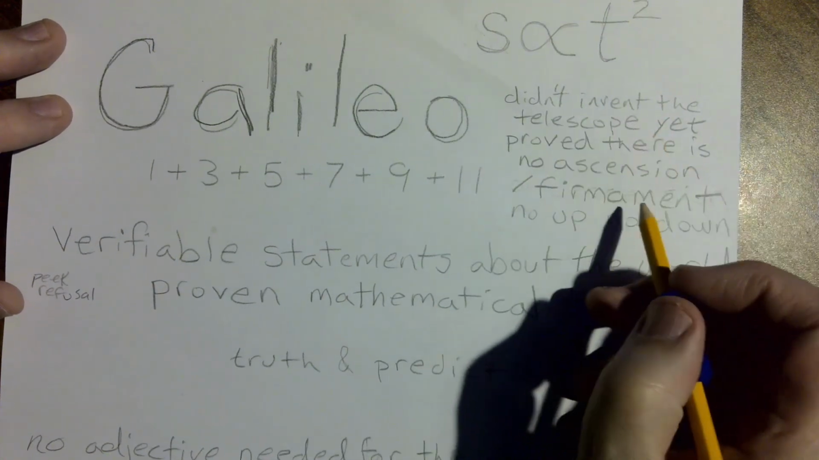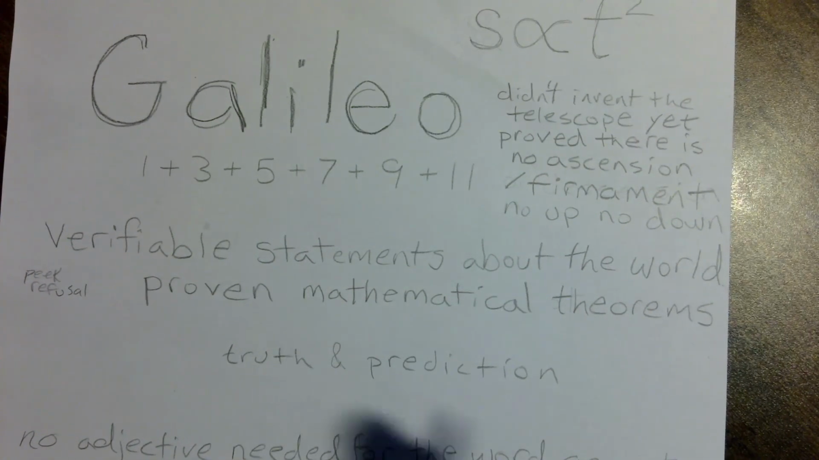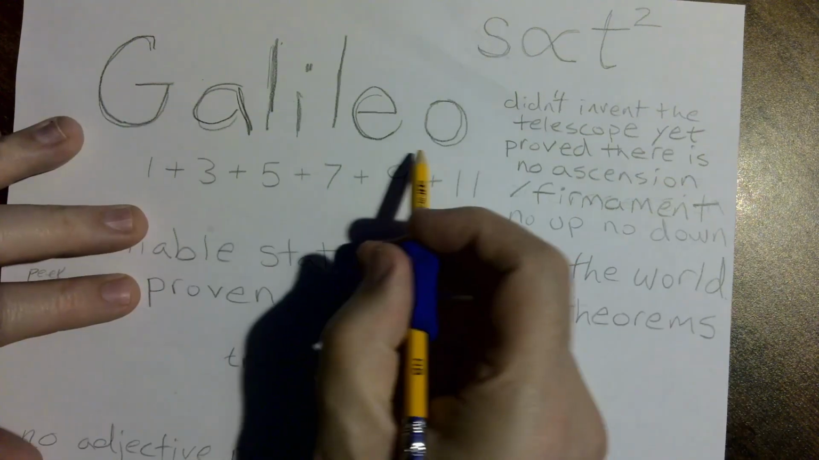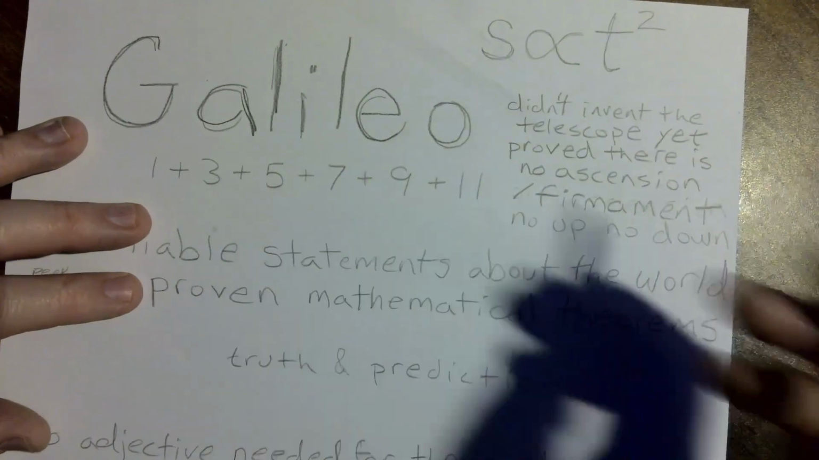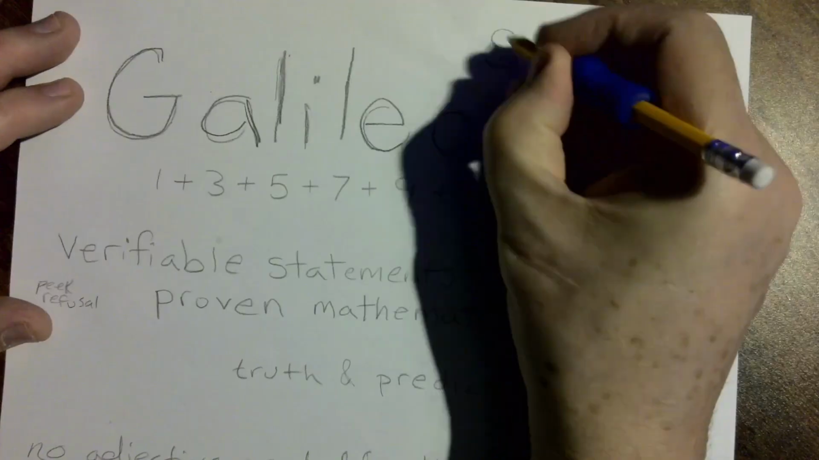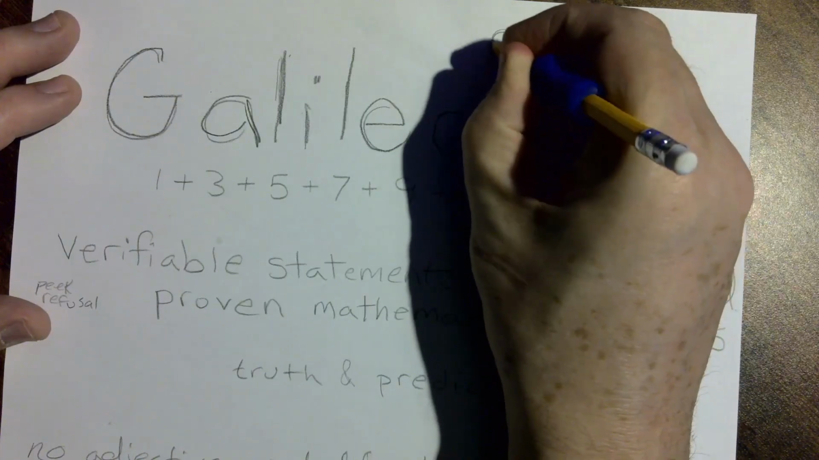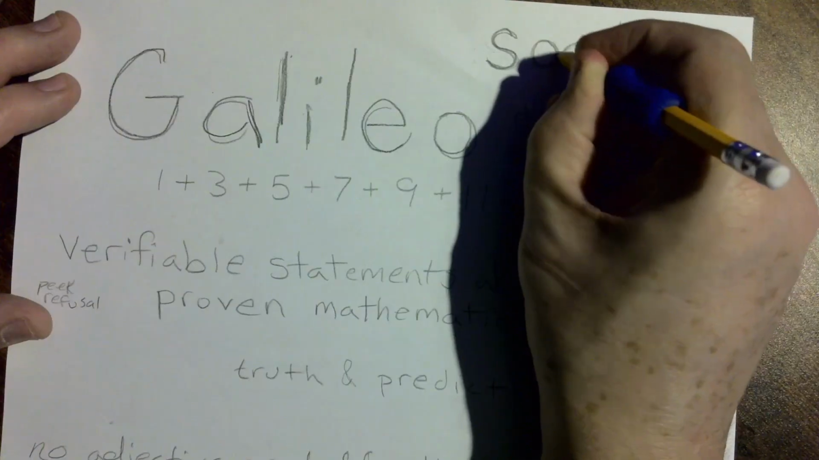So he didn't invent the telescope, yet he proved that there is no such thing as ascending or descending in the universe, that there is a universe, that there's not a domed ceiling. There is no up. There is no down. Galileo was the first of civilized culture to discover this. And he could make statements about the world like this.